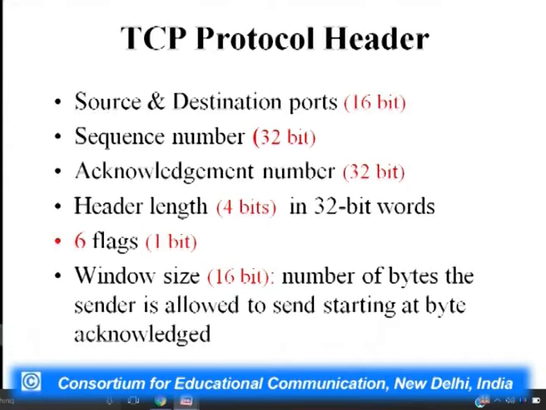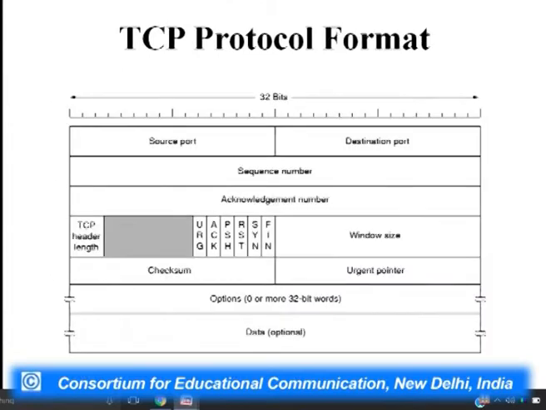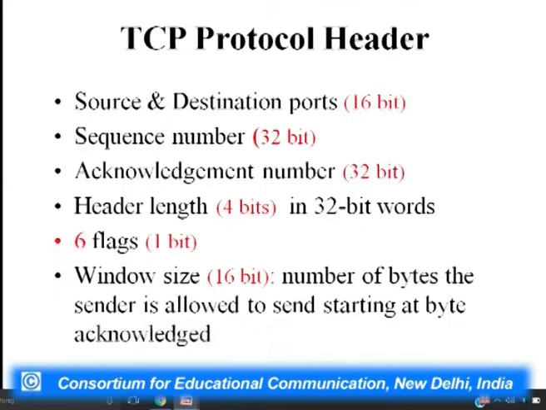Next is the flags field, because the shaded area in between is unused. There are 6 flags, and each represents 1 bit: URG 1 bit, ACK 1 bit, PSH 1 bit, RST 1 bit, SYN 1 bit, FIN 1 bit. So that means there are 6 bits, and these 6 bits are called flags. Each consists of 1 bit, and I will explain these flags later on.